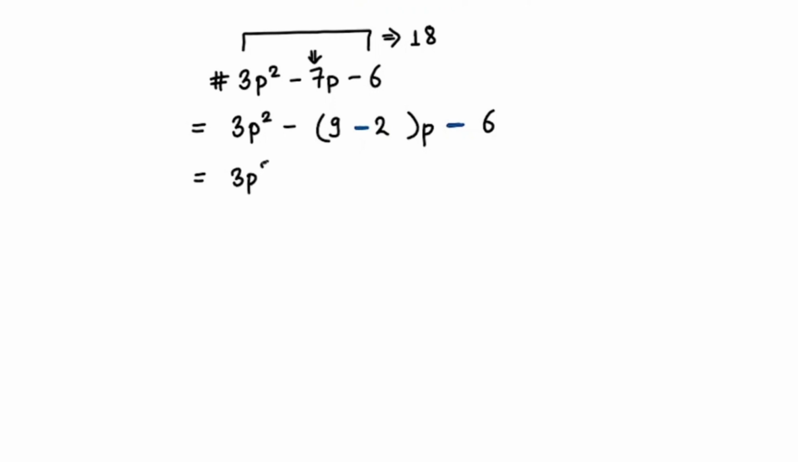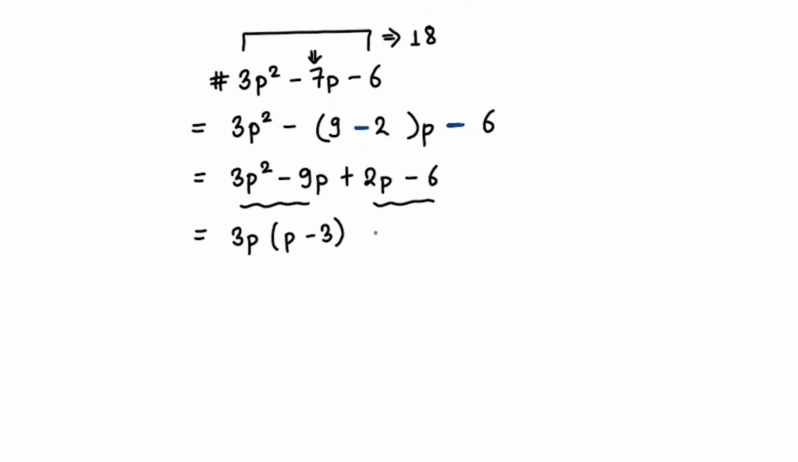So we have 3p squared minus 9 times p is 9p, minus minus becomes plus, so plus 2 times p is 2p, and we have our minus 6 over here. And then we group them into two terms and take common. So we can take 3p as common over here, and then we have remaining p minus 3, 3s are 9. And then similarly in our second case, we can take 2 as common, and we have remaining p minus 3.